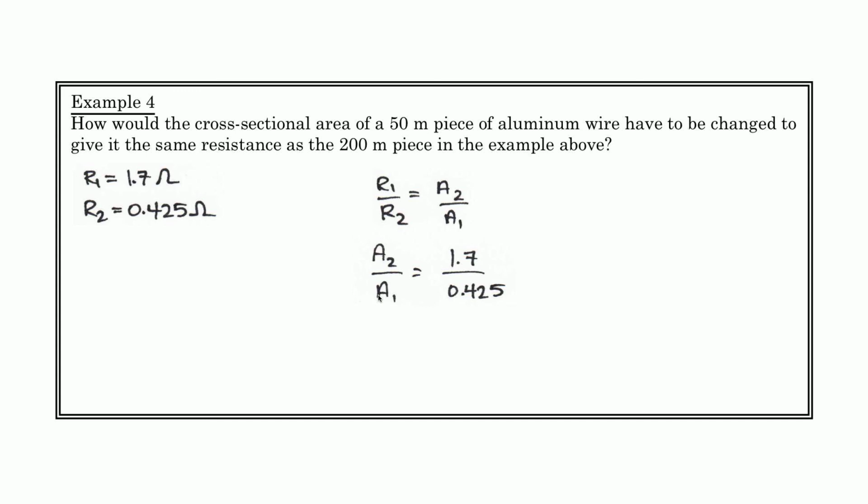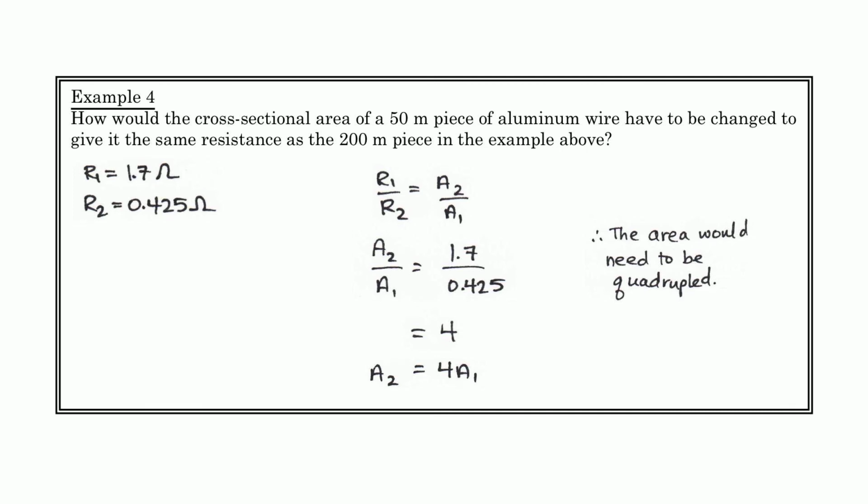Well, A2 over A1 is equal to R1 over R2, and this is a factor of 4, or a difference of 4. And so what this means is that we would need to increase the cross-sectional area by a factor of 4 in order to get the same kind of resistances that we had in the first. Okay, so the area would need to be quadrupled.